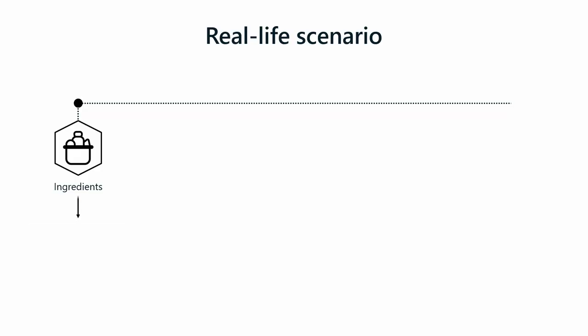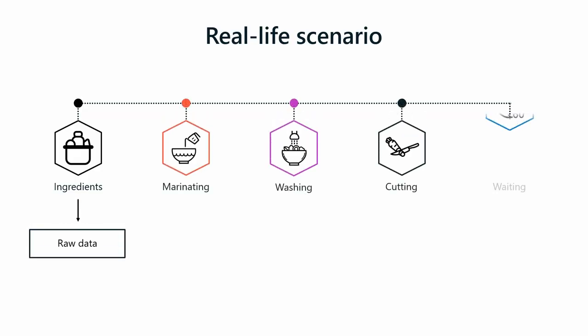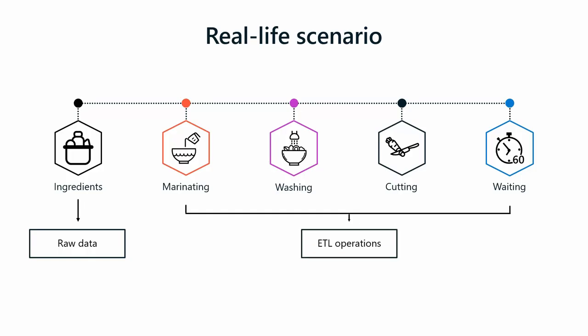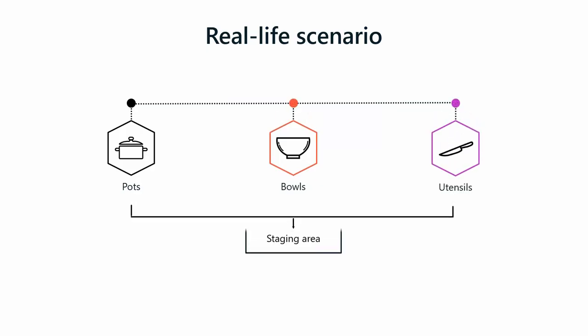In this example, all the ingredients represent raw data, while the processes of marinating, washing, cutting, and waiting correspond to ETL operations. The pots, bowls, and other utensils used before serving can be thought of as the staging area.